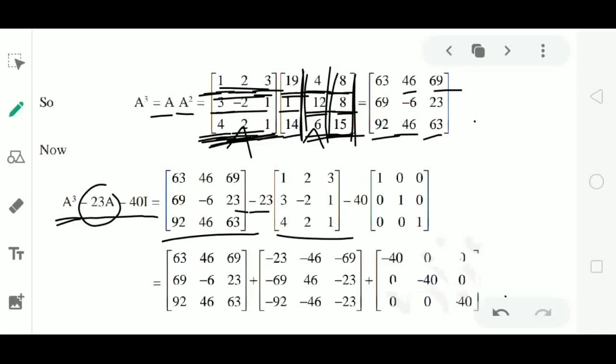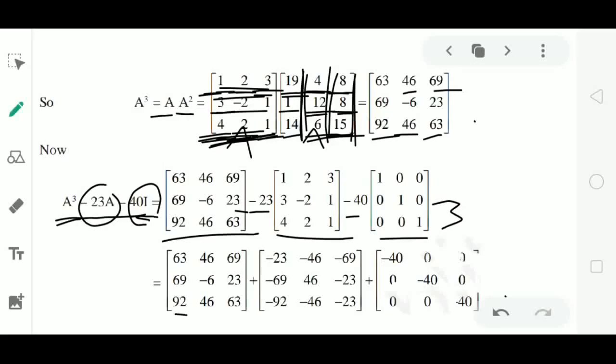And the third term is 40I. 40I means we know that identity matrix is denoted by I. Here we multiply scalar value 40 to the identity matrix I. And identity matrix will be a square matrix, we consider the order of this identity depending on the example. In this example, we have matrix A of order 3, so we consider identity matrix of order 3, which is the same as the order of matrix A.